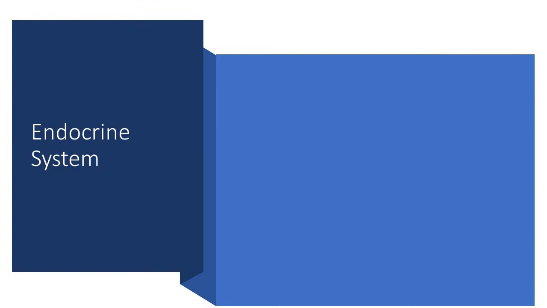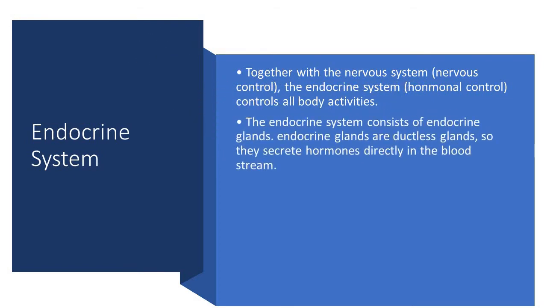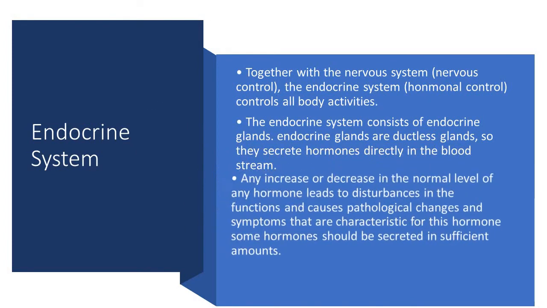But today we are talking about the human endocrine system, and what the hormones found inside the human are. Of course, the nervous system has nervous control. Also, the endocrine system has hormonal control to control all body activities. Here we have the endocrine system that contains endocrine glands. What are the endocrine glands? Endocrine glands are ductless glands. They are glands that secrete hormones directly into the bloodstream without any duct, without any tube.